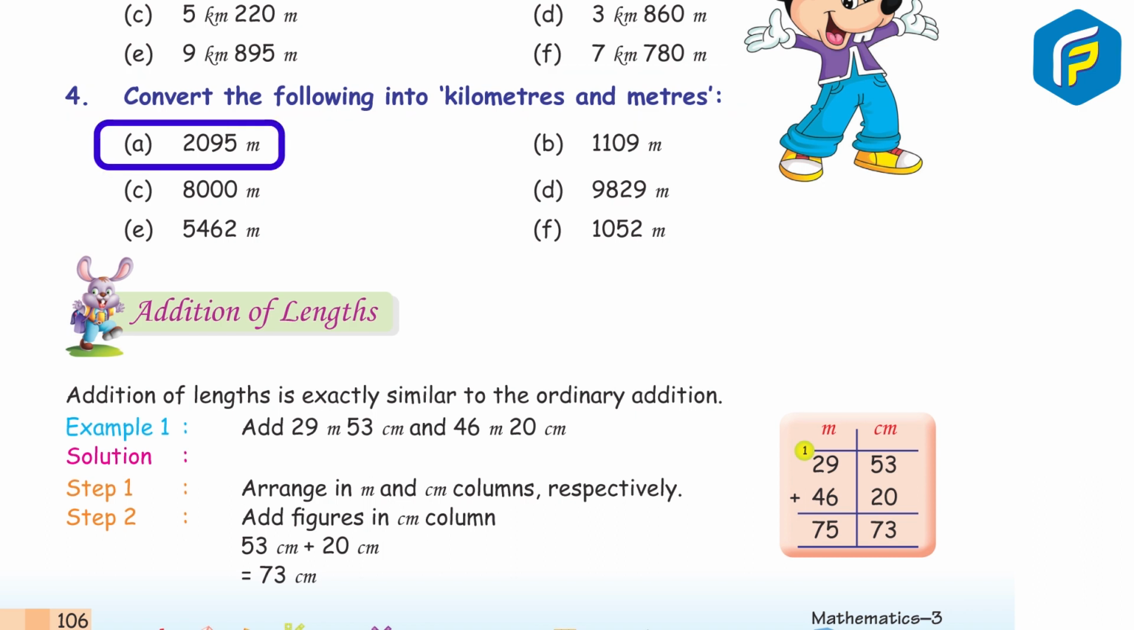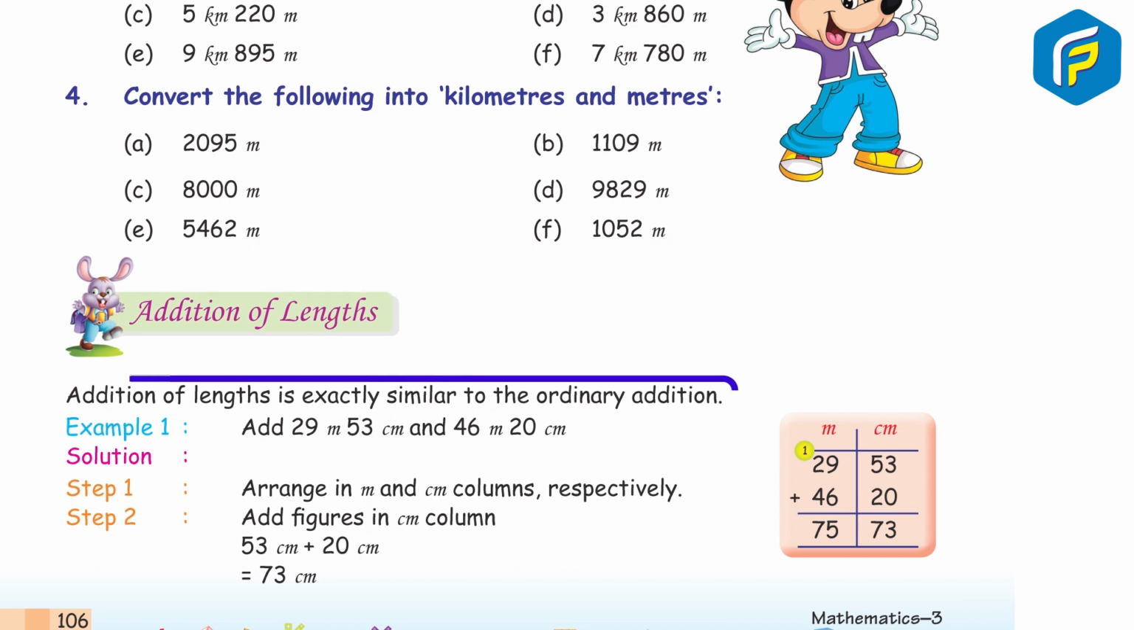A. 2095 meter is 2.095 kilometer. B. 1109 meter is 10109 kilometer. C. 8000 meter is 8 kilometer. D. 9829 meter is 90829 kilometer. E. 5462 meter is 5.462 kilometer. F. 1052 meter is 1.052 kilometer.